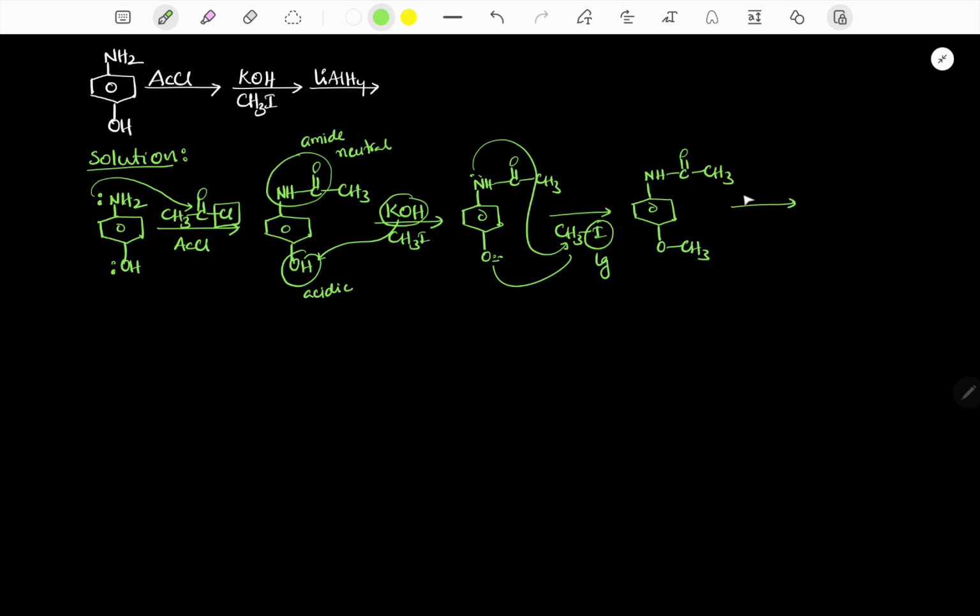Now it is treated with lithium aluminum hydride. Lithium aluminum hydride is a strong reducing agent. It reduces amide functional group to corresponding amine. The first reaction is N-acylation, second reaction is O-alkylation, and third reaction is reduction of amide.